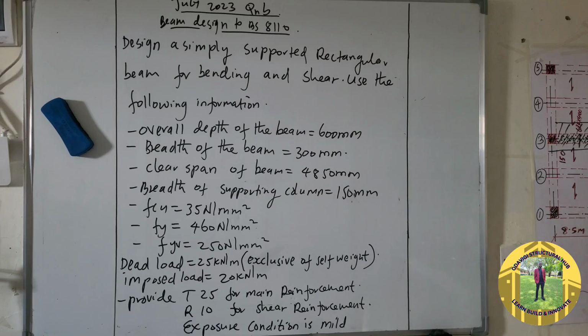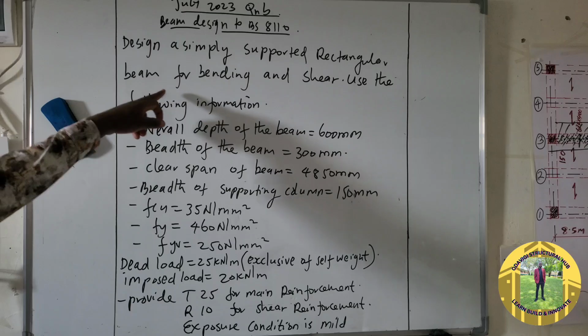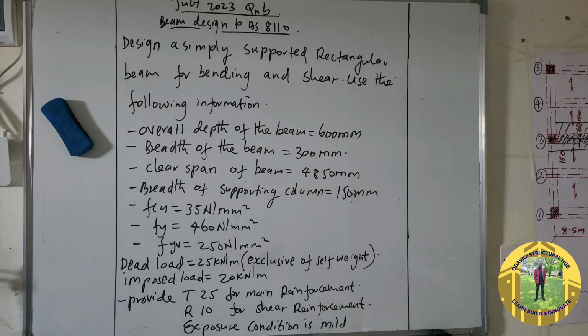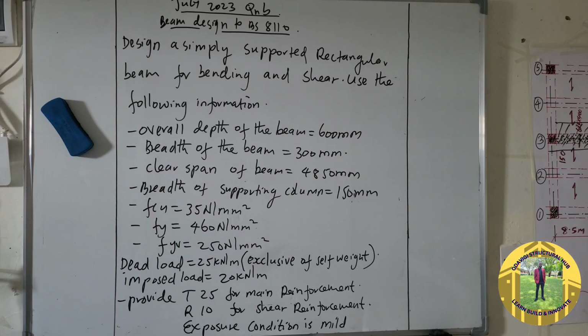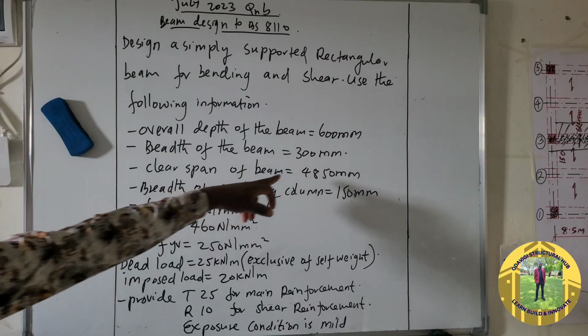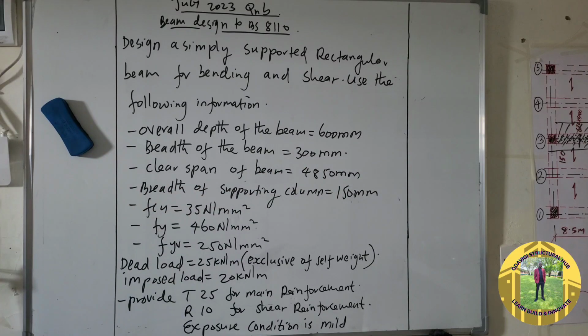I think it is question 3B, and it carries 16 marks. So I will read the question. Design a simply supported rectangular beam for bending and shear. Use the following information. Overall depth of the beam, 600 millimeter. Breadth of beam, 300 millimeter. Clear span of beam, 4850 millimeter.